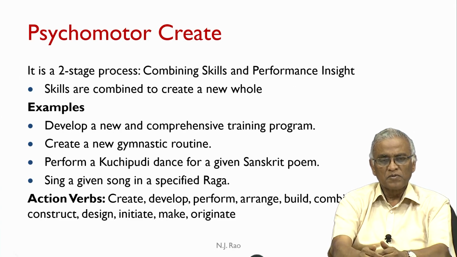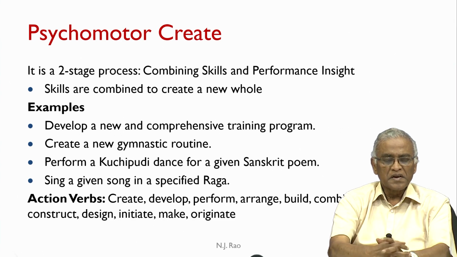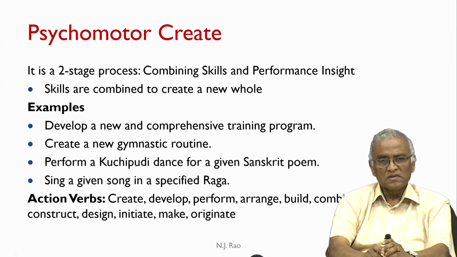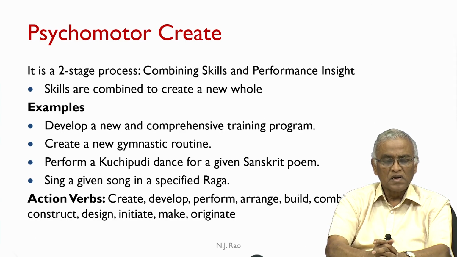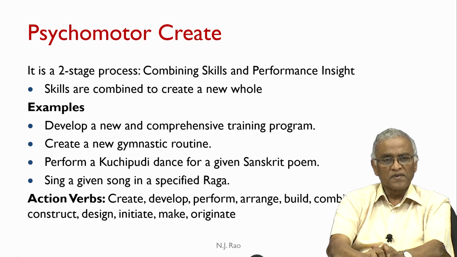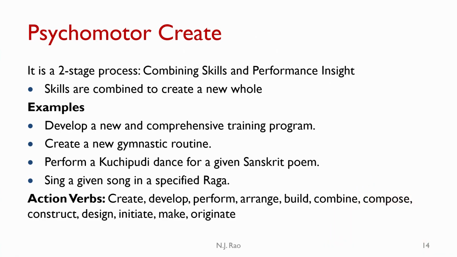How do you train somebody to be a good runner? A coach's training program can be different from somebody else's. Create a new gymnastic routine, or perform a Kuchipudi dance for a given Sanskrit poem. Something is given to you, and now you have to rethink how to perform Kuchipudi dance for that. Sing a given song in a specified raga. The original song might have been sung in a different raga. So the action verbs are create, develop, perform, arrange, build and so on.